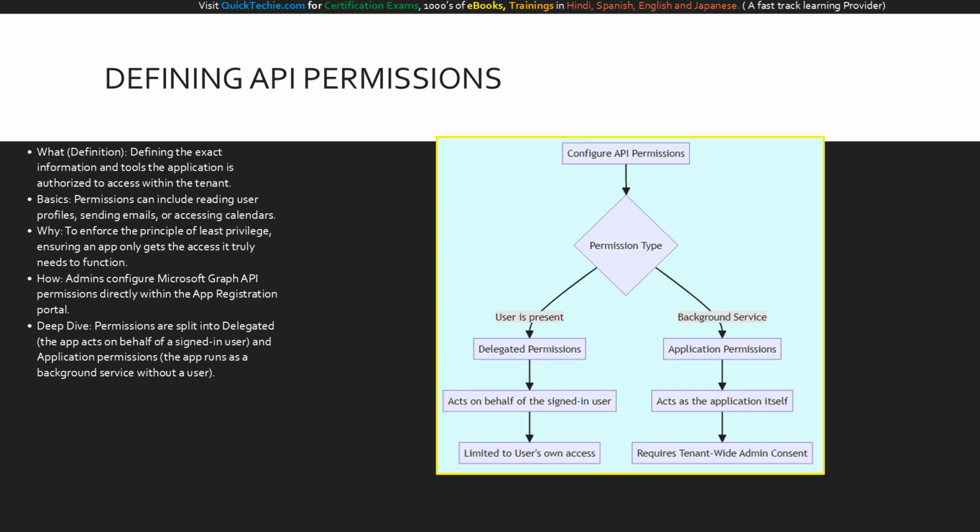This decision tree illustrates how we configure API permissions. When configuring access, you hit a fork in the road, the permission type. If a human user is interacting with the app, you select delegated permissions. The app acts on behalf of that user and is strictly limited to whatever data that specific user can normally access. If the app is a background service, like a nightly synchronization script, you select application permissions. Here, the app acts as its own entity. Because application permissions can potentially touch every mailbox or file in the entire tenant, they almost always require explicit, high-level administrative consent before they can operate.